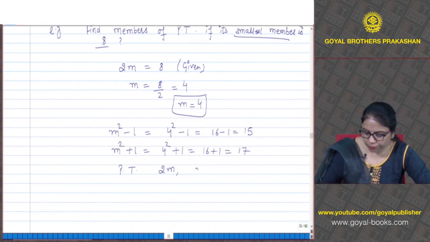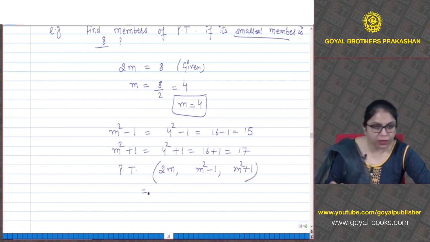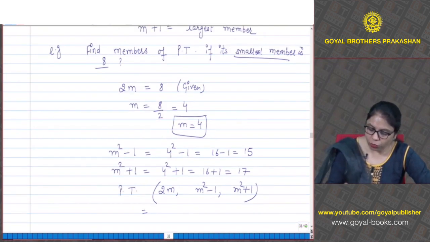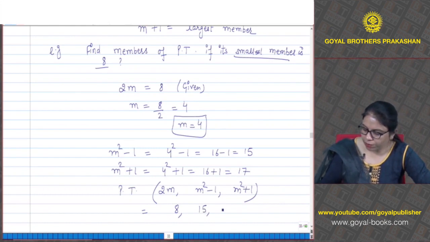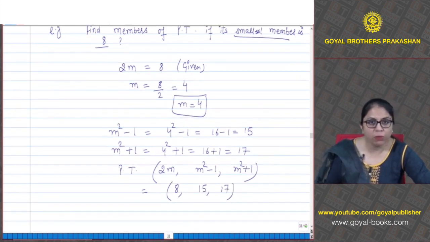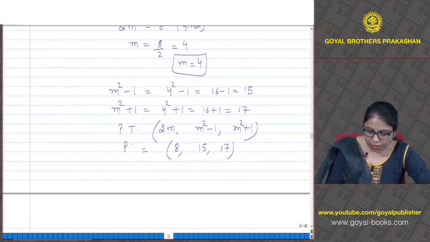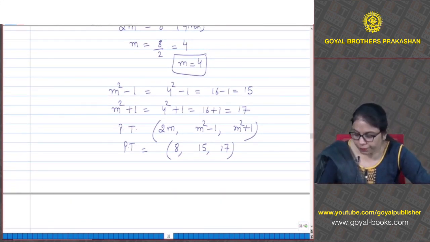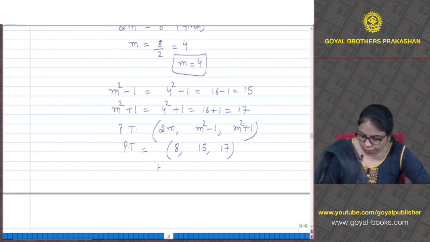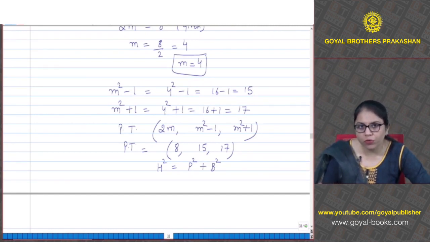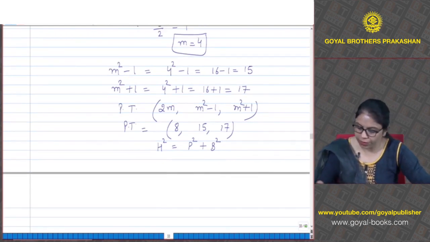Okay, so our Pythagorean triplets are 2m, m square minus 1, m square plus 1. These are the 3 members of Pythagorean triplet. So in our example, 2m is 8, m square minus 1 is 15, and m square plus 1 is 17. If we put these 3 values in the relationship between 3 sides of right angle triangle, this will always hold true. So see how we can apply them.